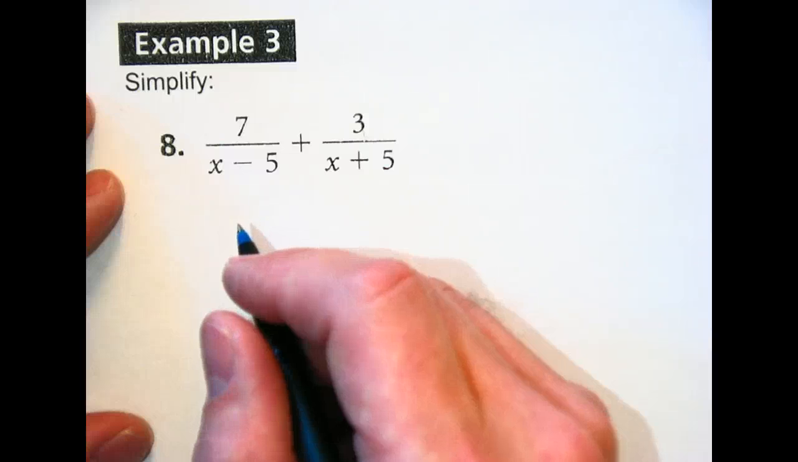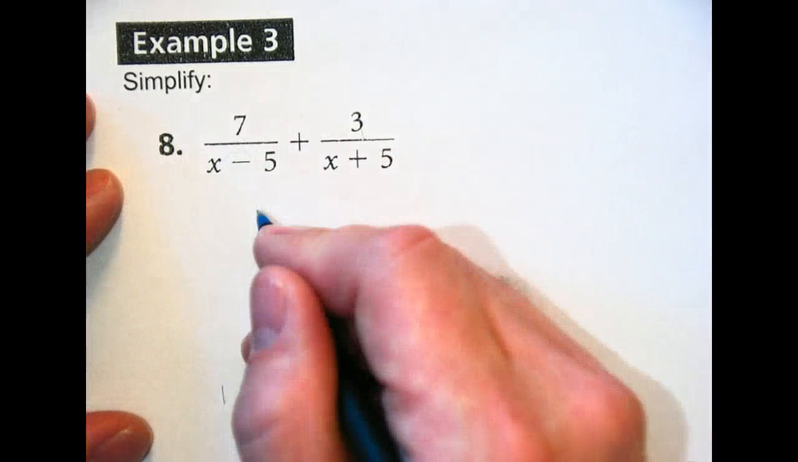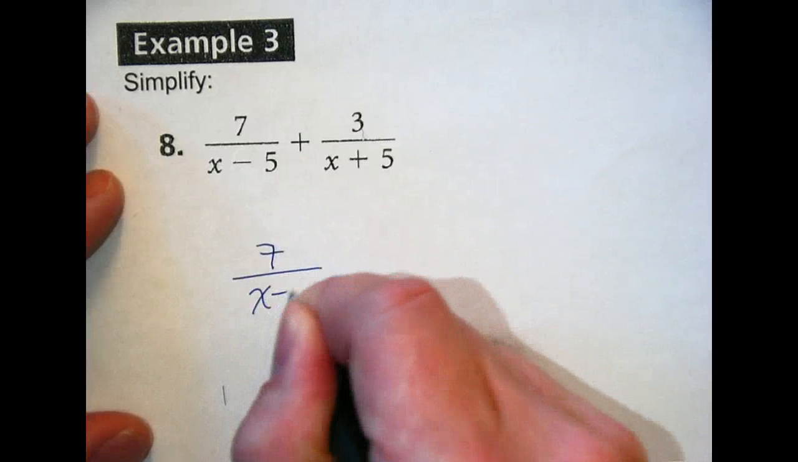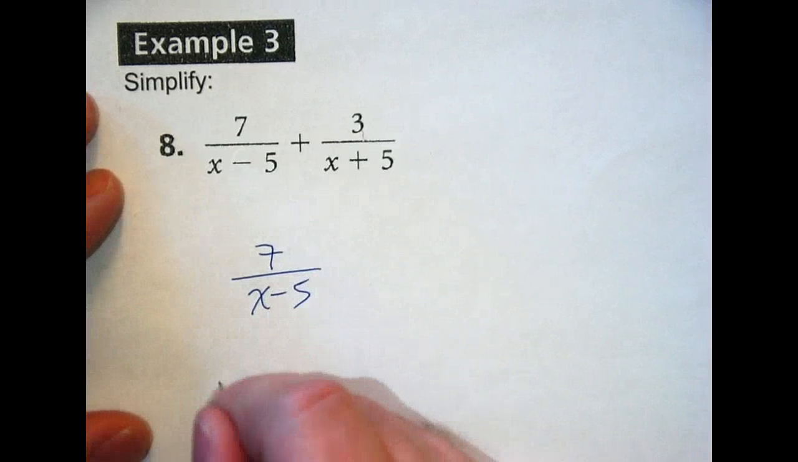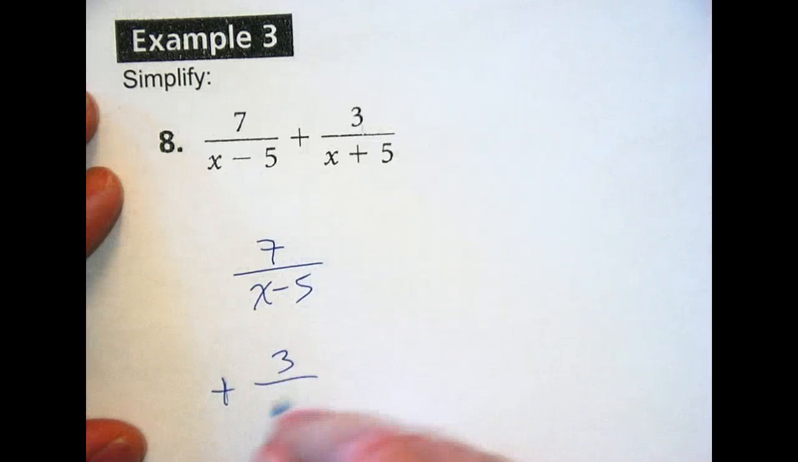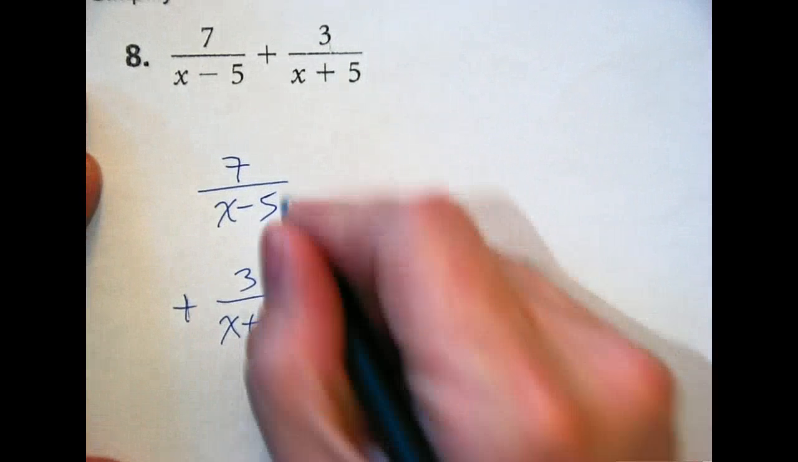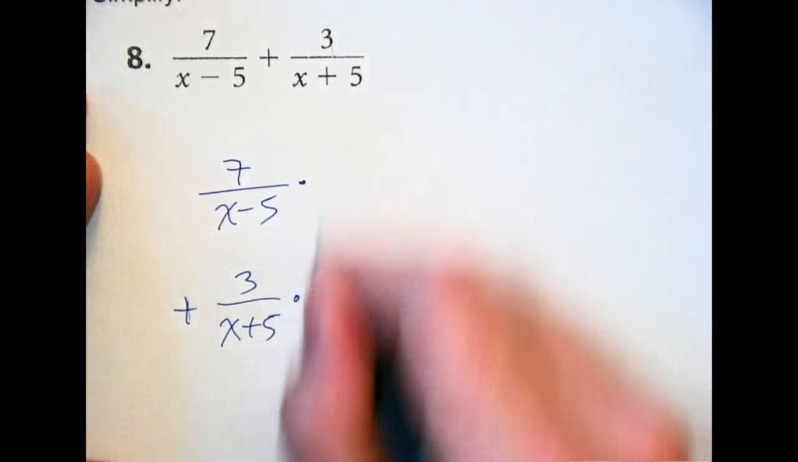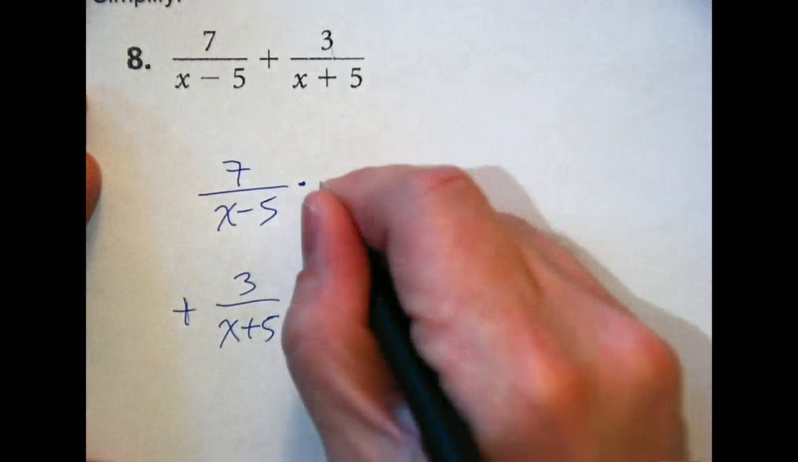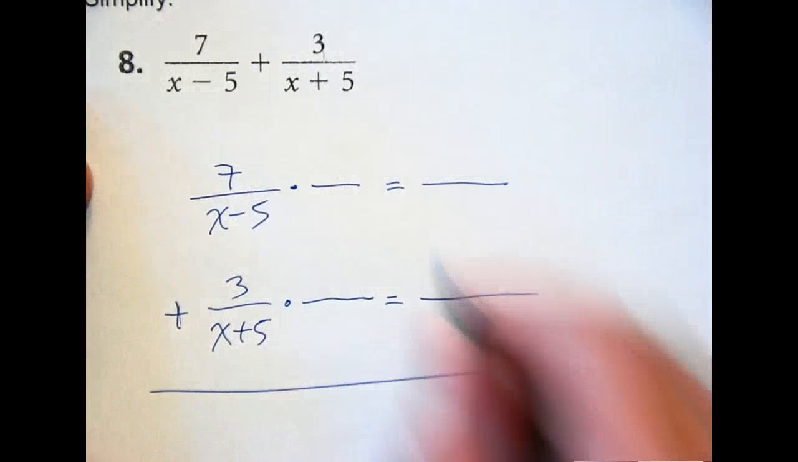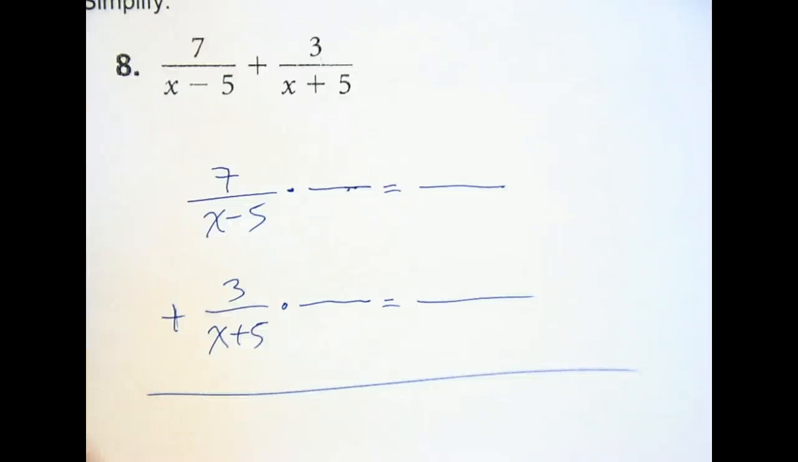Okay, so on this one right here, I'm doing 7 over x minus 5. I'm going to stack these. 7 over x minus 5 plus 3 over x plus 5. So we're actually going through the whole process here. What am I going to multiply each one by? What's going to be my common denominator? That'll be a nice way to organize your work. Okay? I know you can do it.